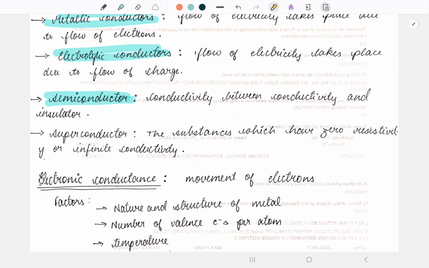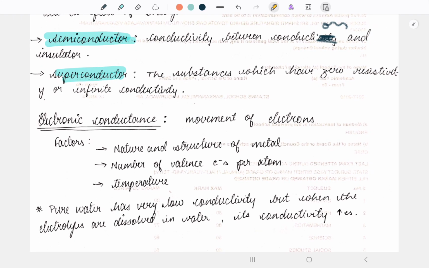Next is the semiconductors. Semiconductors are those substances which have conductivity in between the conductors and insulators. Next is the superconductors. These substances have zero resistivity or infinite conductivity. That is, metals and their alloys at a very low temperature. Nowadays, a number of ceramic materials are mixed with oxides and they show superconductivity at temperatures as high as 150 Kelvin.